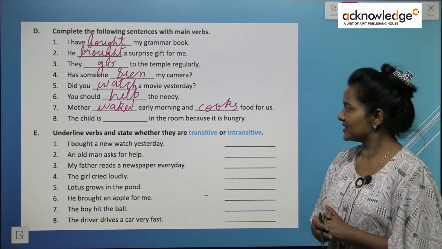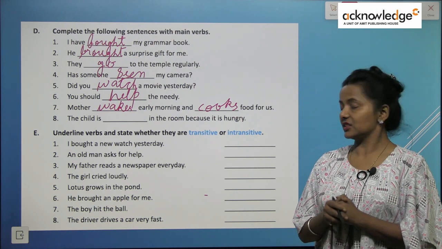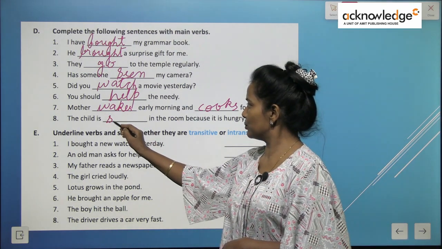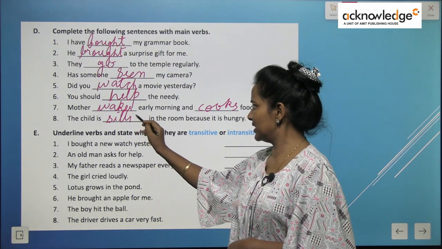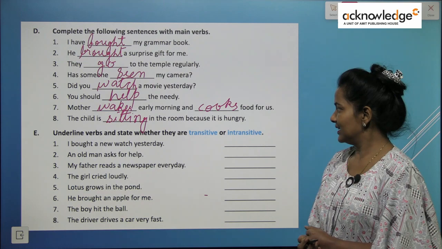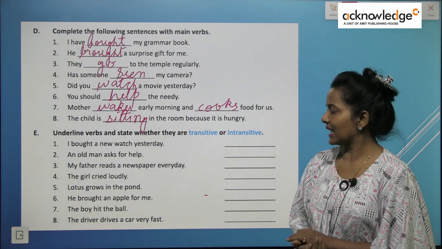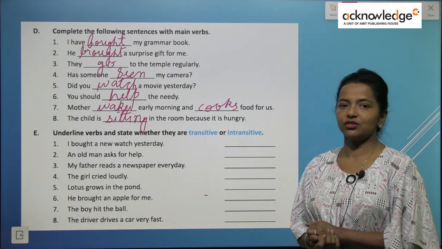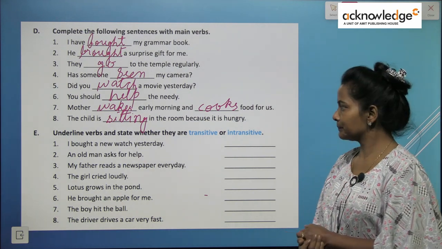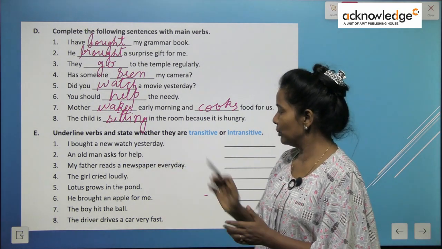The child is sitting in the room because he is hungry. वो बैठा है रूम में क्योंकि उसे भूख लगी है. Now, underline verbs and state whether they are transitive or intransitive. Fine? Now, underline the verbs.